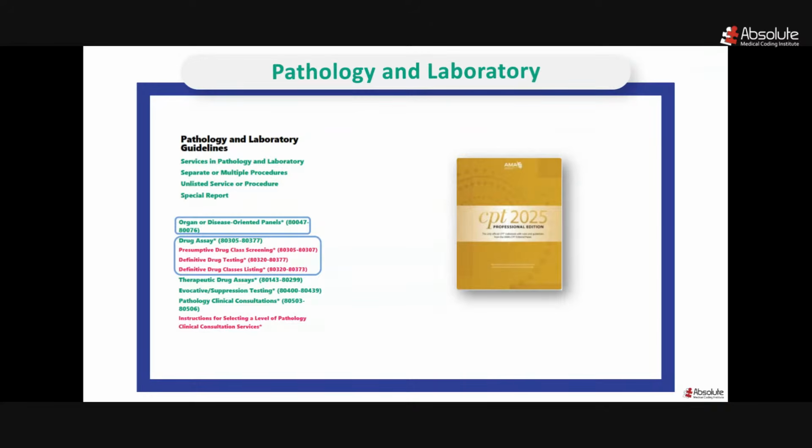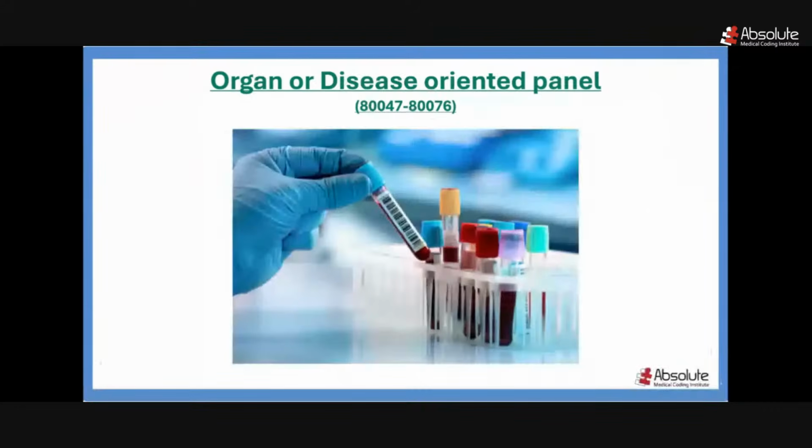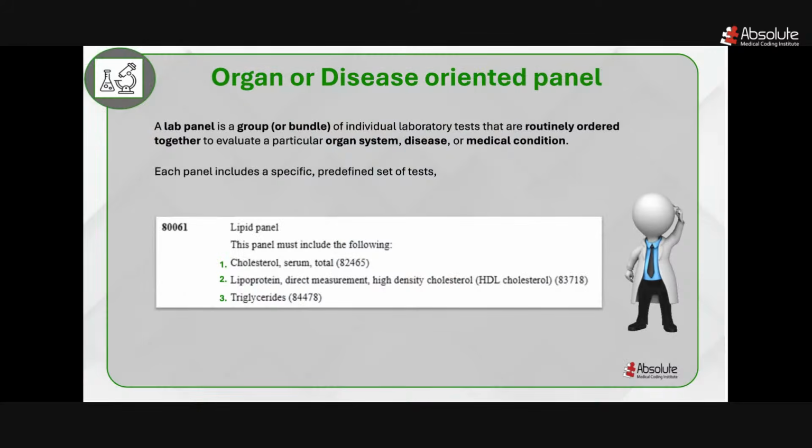All right, coders. Both organ and disease oriented panels as well as drug assays fall under the pathology section of your CPT manual. So let's begin with organ or disease oriented panels. These services are reported with the CPT codes ranging from 80047 through 80076.